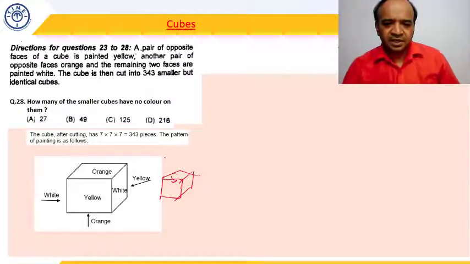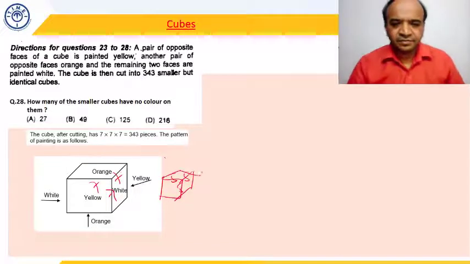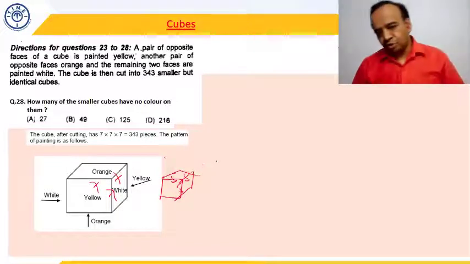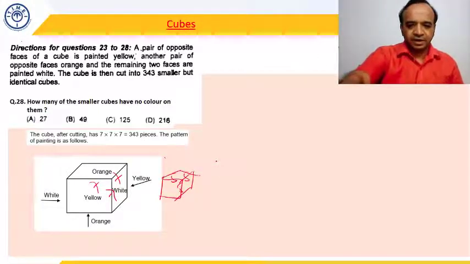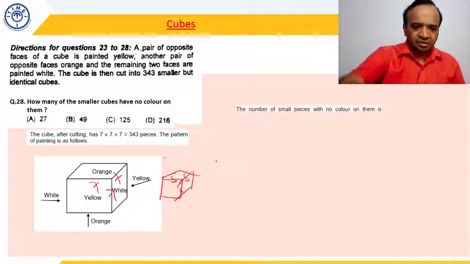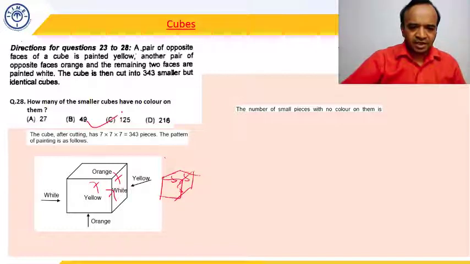Okay, 5 piece here, 5 piece here, 5 piece here. Initially, it was 7, 7, 7. I hope this is clear. So the total number of such pieces is equal to 5 into 5 into 5, which is equal to 125. Now, the answer choice for this question is C.